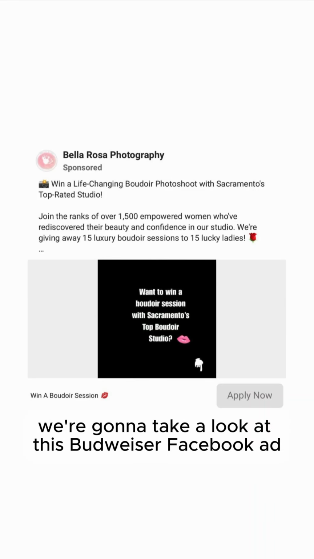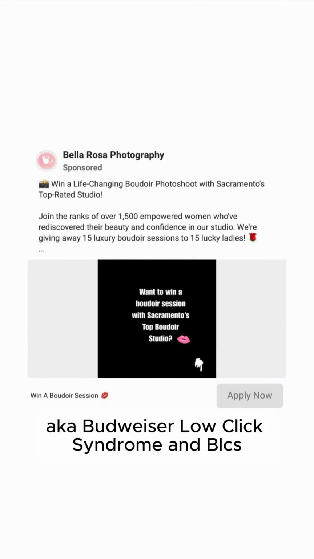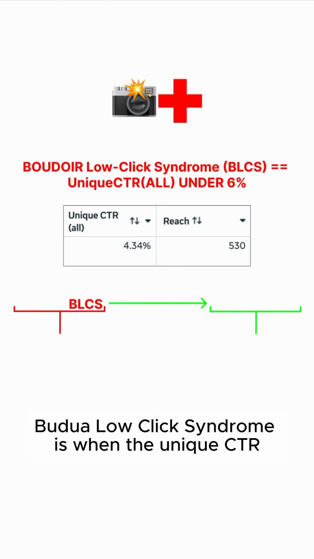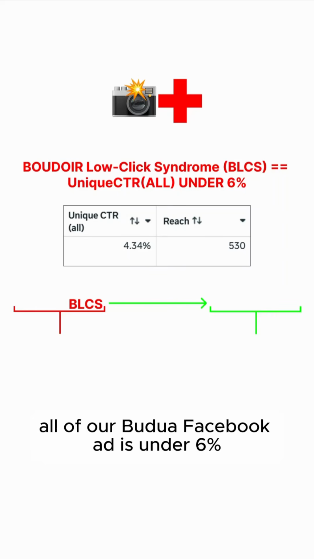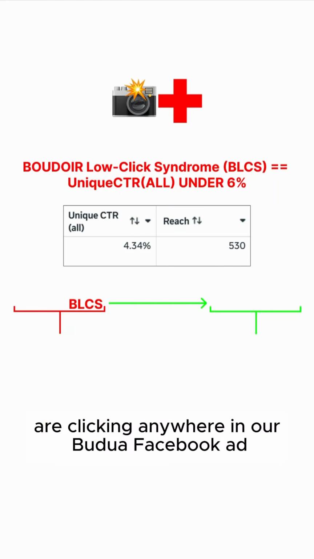All right, y'all, we're going to take a look at this Boudoir Facebook ad and diagnose it if we believe it has BLCS, aka Boudoir low click syndrome. BLCS is when the unique CTR of our Boudoir Facebook ad is under 6%. That means fewer than 6 out of 100 women are clicking anywhere on our Boudoir Facebook ad.